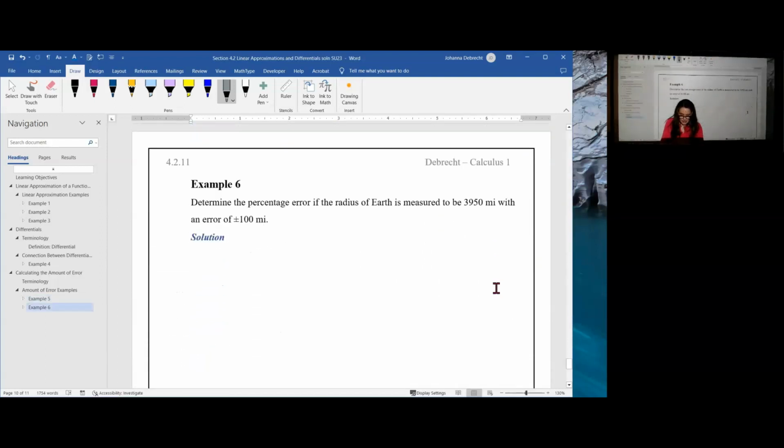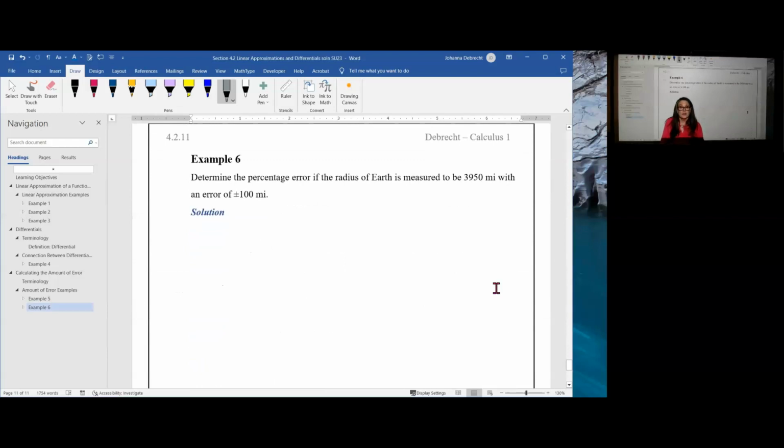Let's now take a look at the last example, which is very similar to the one before. Pause the video and work it out, then turn the video back on to compare your answer with mine.